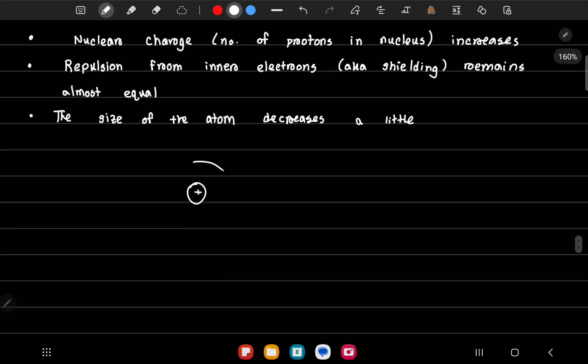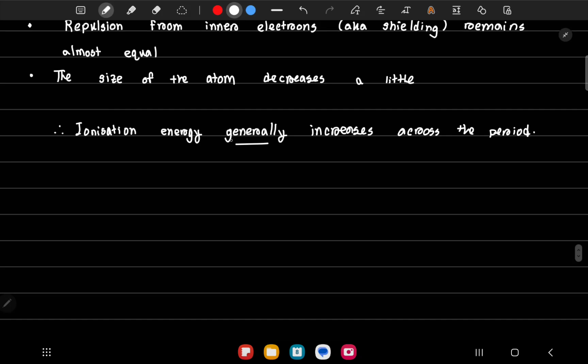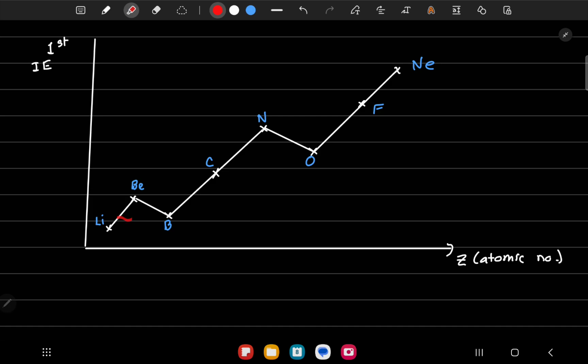So this is the nucleus. So instead of the outermost electrons being in the white region, it will be in the blue region. So it's closer to the positive charge or the nucleus, so it will be more strongly attracted to it. So across the period, the ionization energy generally increases. We have to say generally because we will be learning about two exceptions to this. So if we draw a chart of the first ionization energy of the period 2 elements, we'll get this. Now if we look here, we see a general upward pattern.